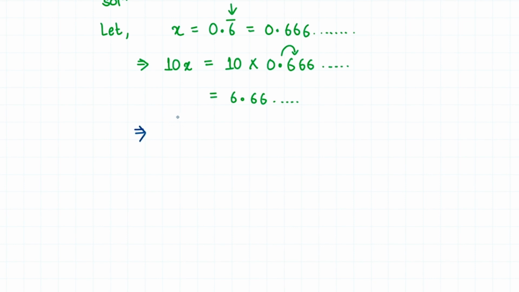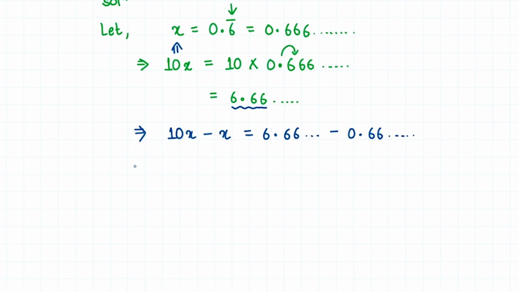Now our next step is very important because this is going to convert our decimal into a fraction. That step is we subtract x from 10x. So 10x minus x is equal to, we know that 10x is 6.666 and so on, minus x, which is 0.66 and so on.